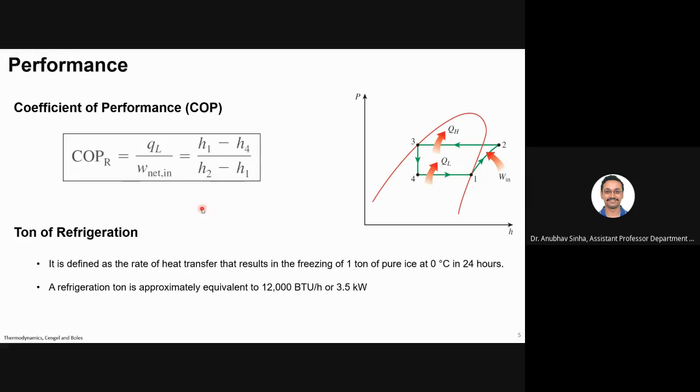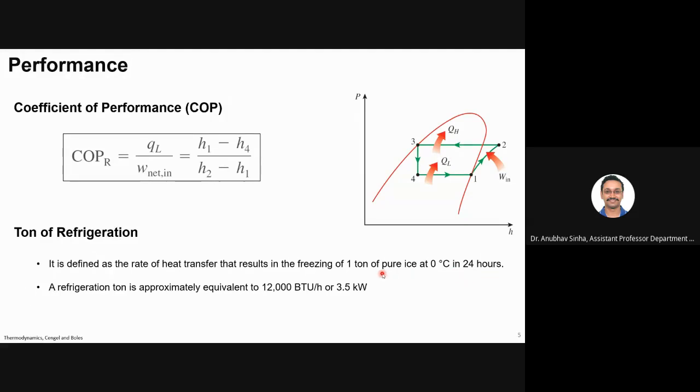One interesting term I would just like to define. When you go to the market and buy an AC, it is labeled as 1 ton, 1.5 ton, 2 ton. Has anyone seen that, or remembers buying an AC? Yes, sir, this is how you define the ton. The AC's weight is not 1 ton, but the heat transfer coming out of that AC can result in freezing of 1 ton of pure ice at 0 degrees Celsius in 24 hours.